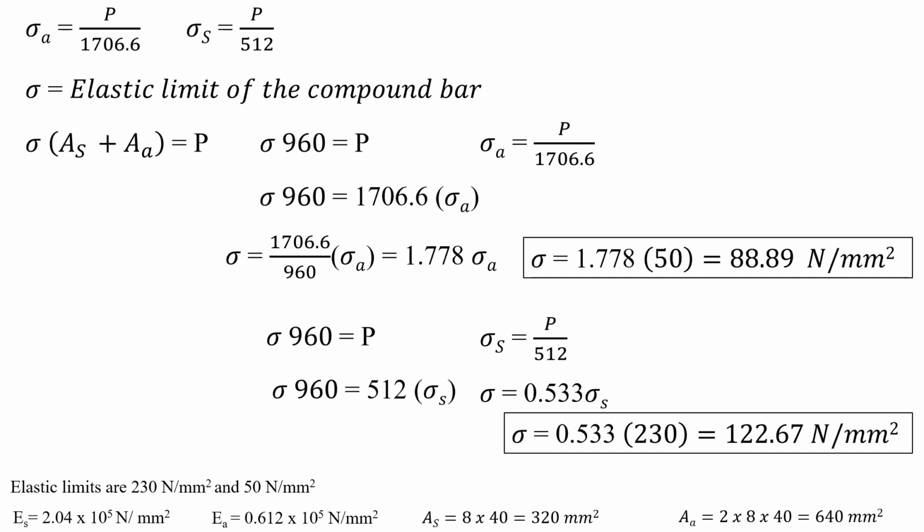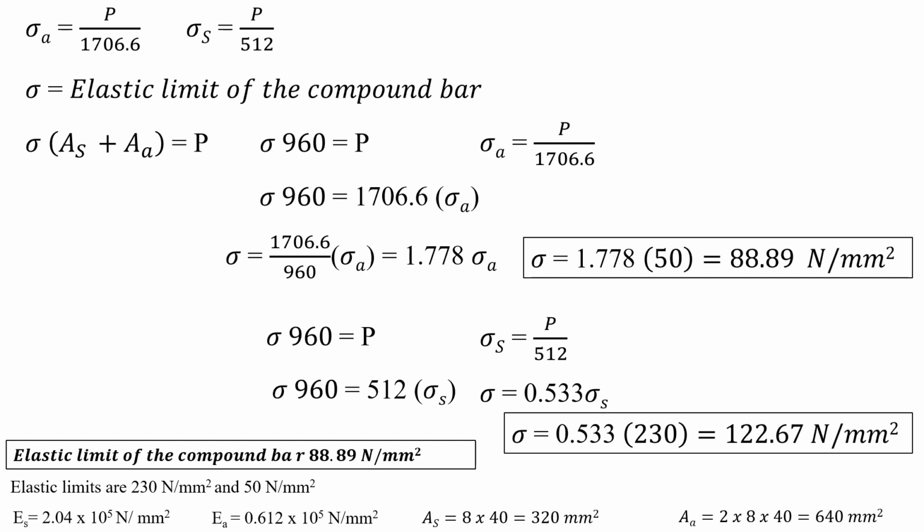So here we got the elastic limit of the compound bar. Two values we got: 88.89 Newton per mm square, and the other is 122.67 Newton per mm square. Now, the elastic limit of the composite bar is the minimum of these two values. So the elastic limit of the compound bar is 88.89 Newton per mm square. So this is the solution, and thank you.